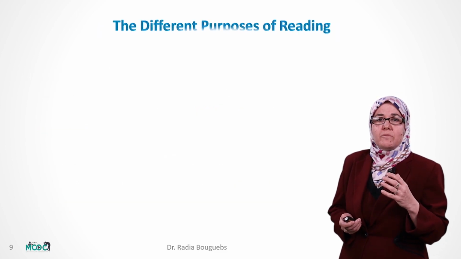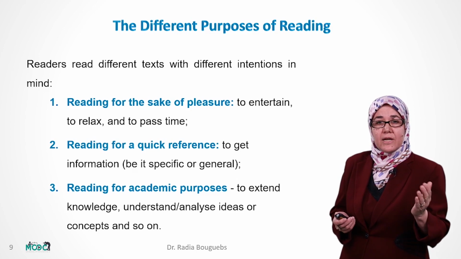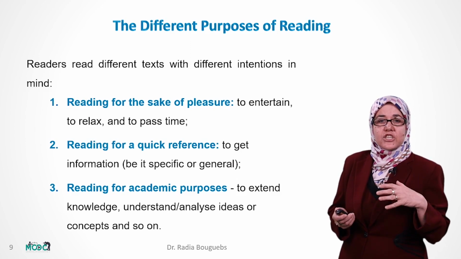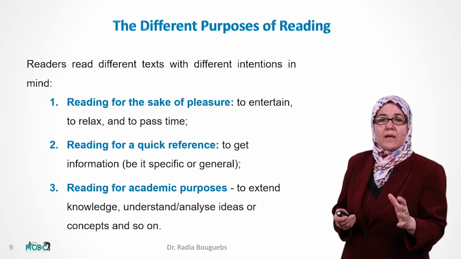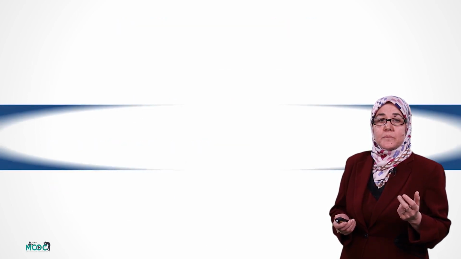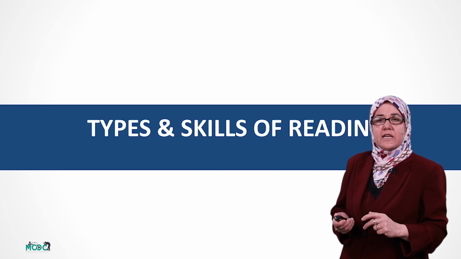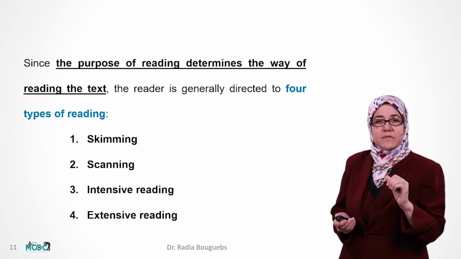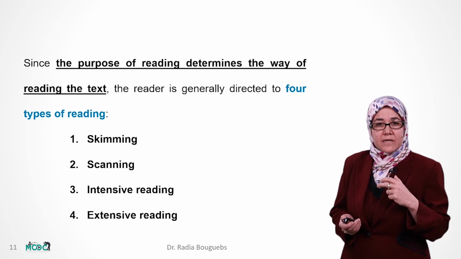By purpose, we mean the intention that the reader has in mind before he starts reading. We may read just for pleasure, to entertain ourselves, relax, or pass time. We may read to extract specific information, which is referred to as reading for quick reference, or our intention may be reading for academic purposes, in which case our intent is to develop our knowledge and make a deep understanding or analysis of ideas. These purposes guide the reader towards four main reading types: skimming, scanning, intensive, or extensive reading.